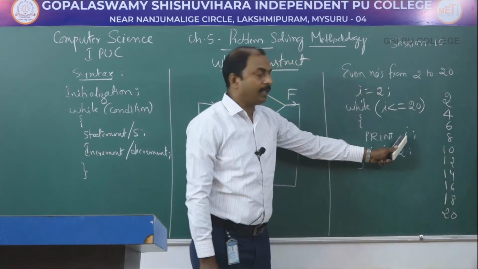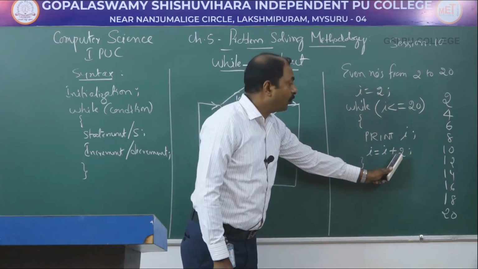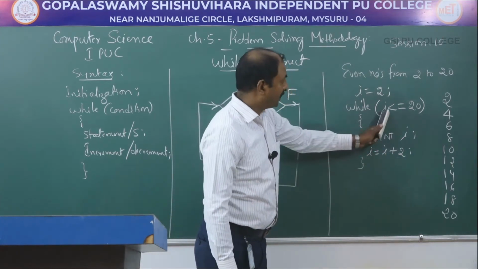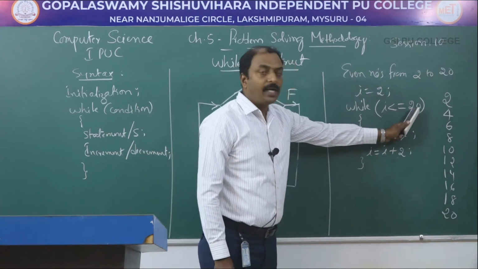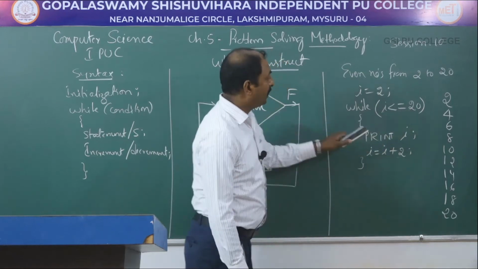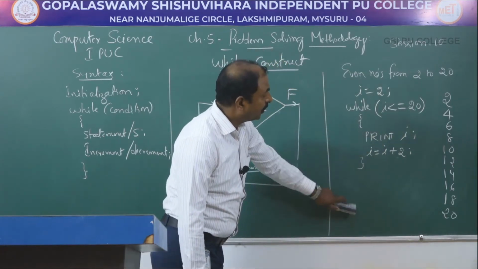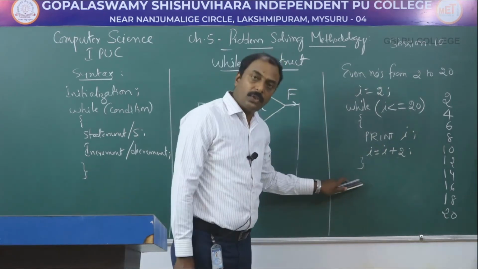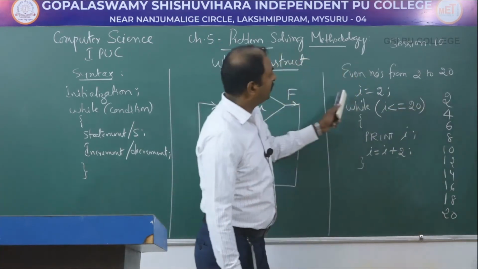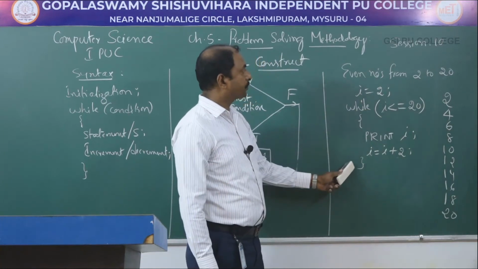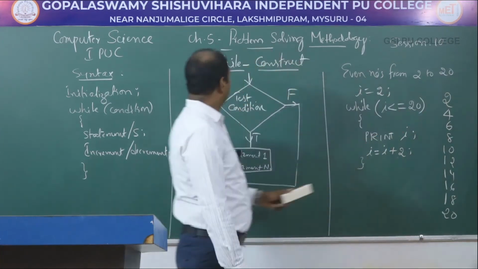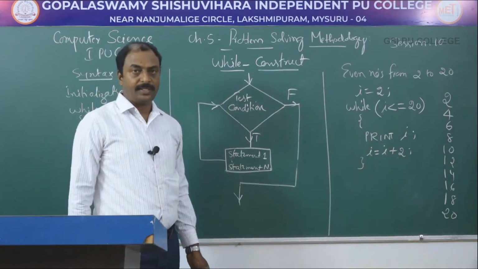Once it prints 20 here, it increments the value by 2, and the value of I becomes 22. 22 is not less than or equal to 20, the condition fails here, and it will come out of the loop without printing 22. So it will stop printing at 20. So this is the program construct to print numbers from 2 to 20 by using the while construct.